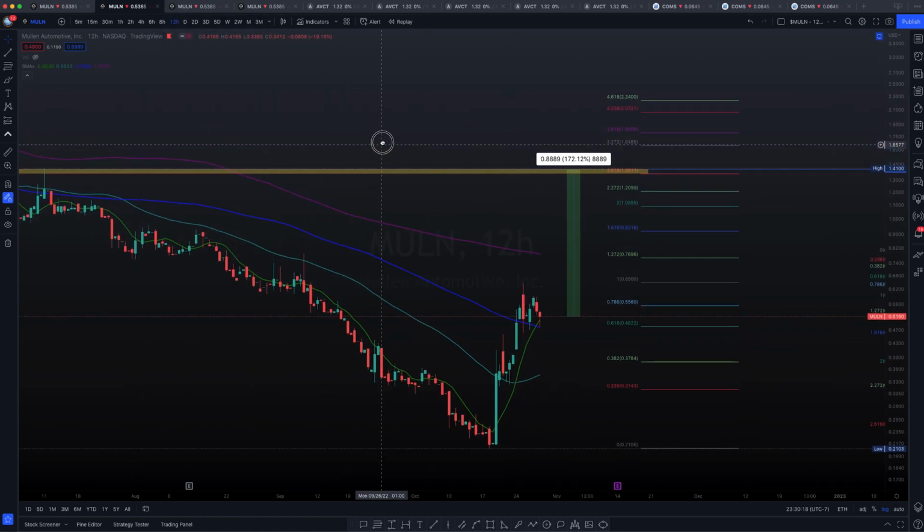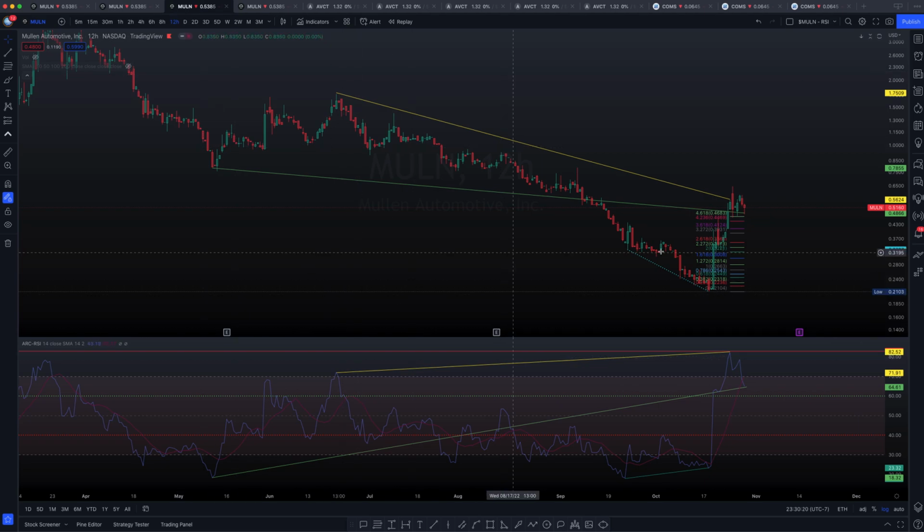Now that we're done with the statistical metrics of this analysis, yesterday we had touched on the possibility of a huge 12-hour hidden bearish divergence. This divergence happens when the RSI is making a higher high here, with price action making a lower high.